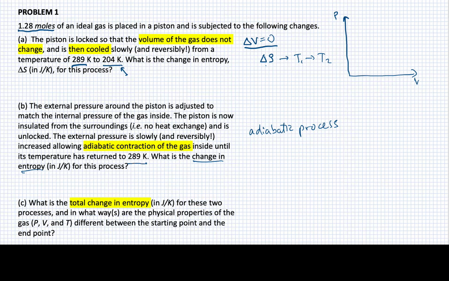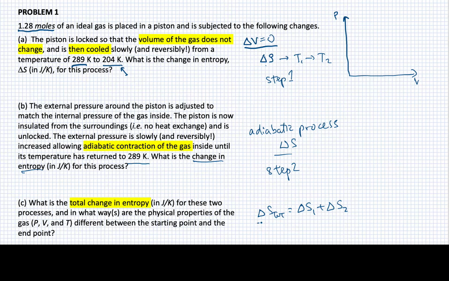You'll be returning to a final temperature of 289 K. So again, you want to know what the adiabatic process says about a change in entropy. And then for part C, you want to add these two together. If this is step 1 and this is step 2, then you want to find the total entropy for the changes in step 1 and step 2.